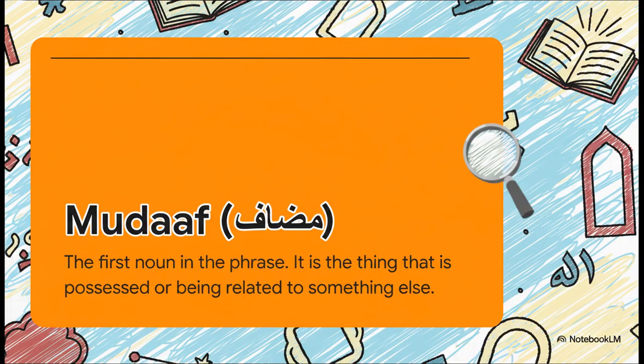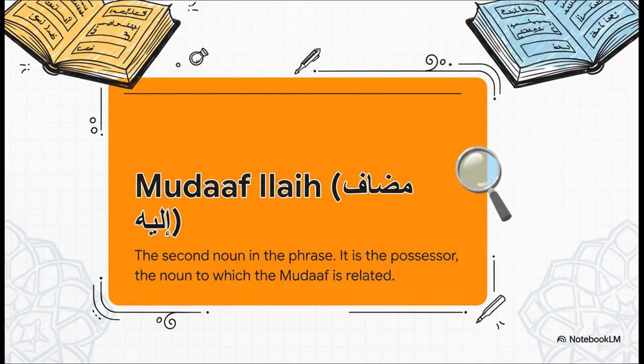First up, we've got the mudaf. This is always the first word in the phrase, and it's simply the thing that's being owned, the thing that's possessed. So in our example, kitabu, the book itself, that's our mudaf. And its partner in crime is the Mudaf Ilaih. This is the second word, and it's the owner, the possessor. So in Kitabu Allahi, the word Allahi is the Mudaf Ilaih. So the pattern is always the same, the thing being owned followed by the owner.